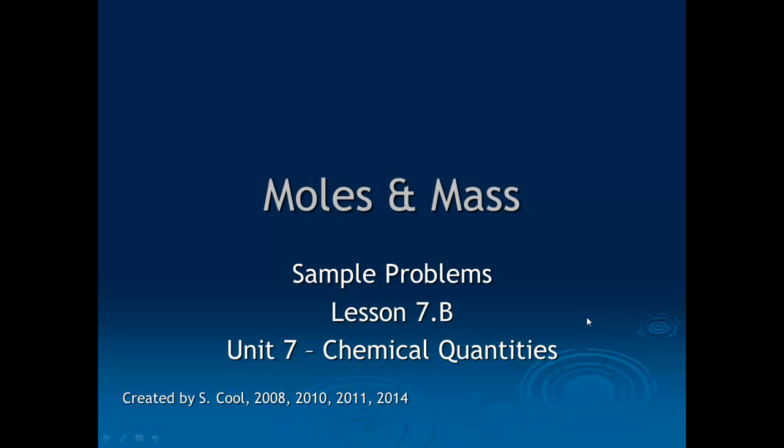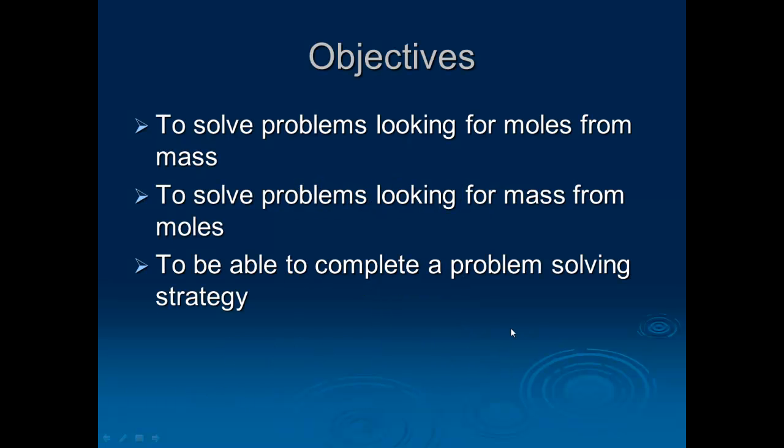So this is lesson 7B for unit 7 on chemical quantities. For this lesson you need to have a calculator and a periodic table handy. So what we're going to be doing today is a couple of things. We want to be able to take problems and solve for moles and take problems and solve for mass. And we're also going to work on a problem solving strategy to help you tackle these problems when you encounter them in chemistry.